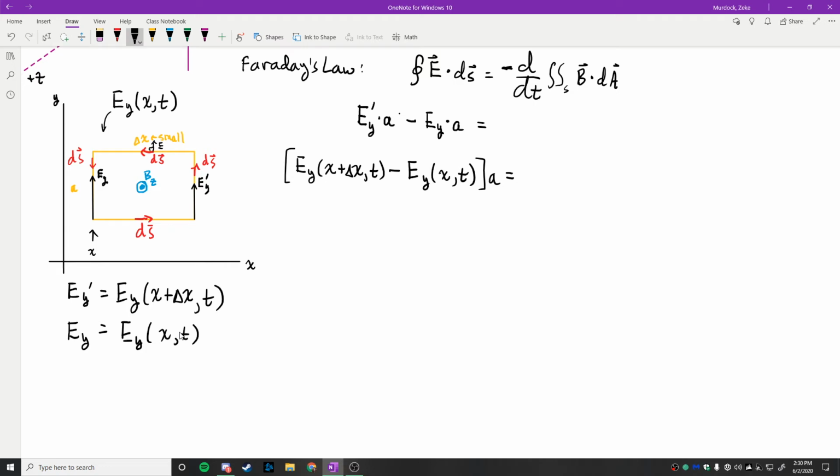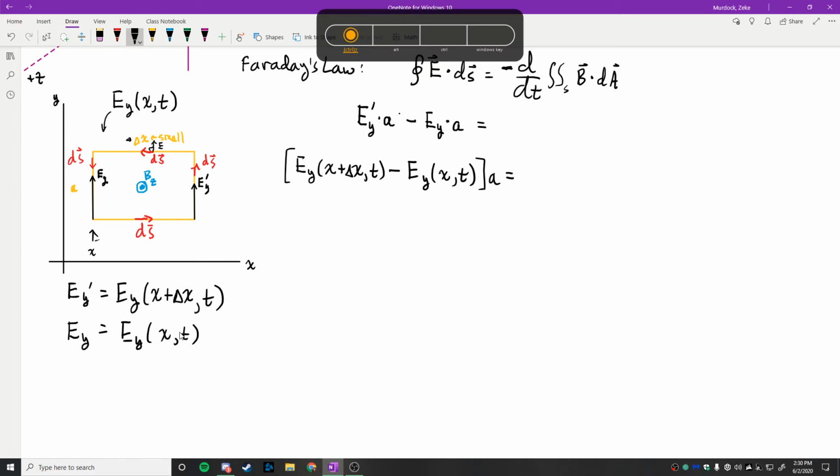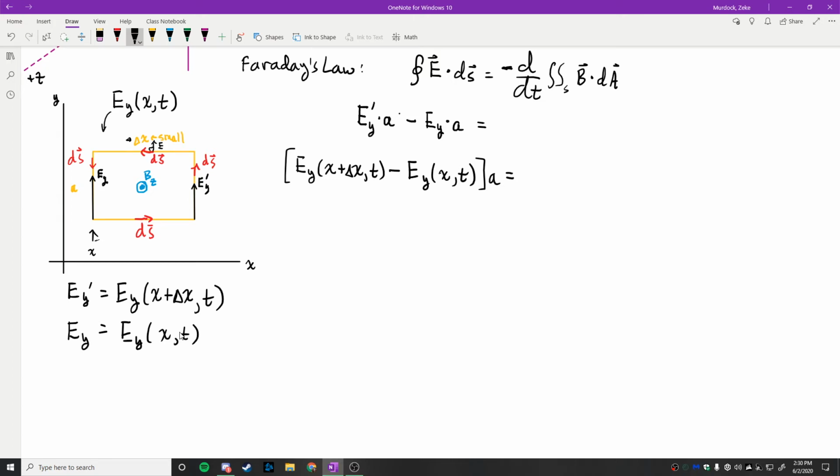The value of the function at x plus delta x and the value of the function at x, both evaluated at exactly the same time. It's at the same time, but just shifted in space by some value delta x right here. That's delta x. All right. Okay, let's do the other side.